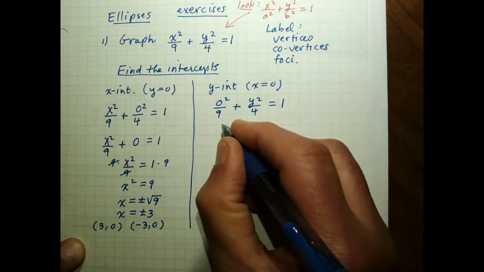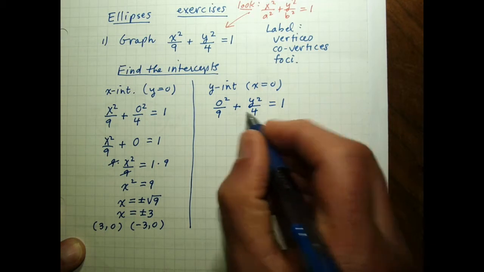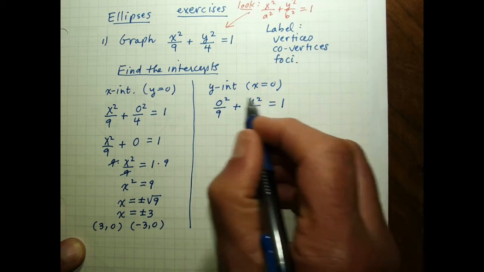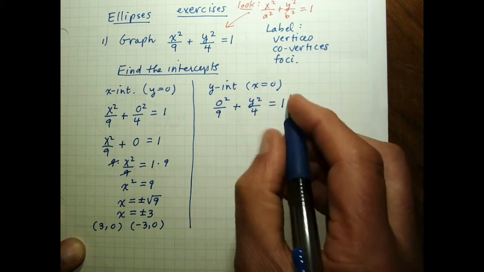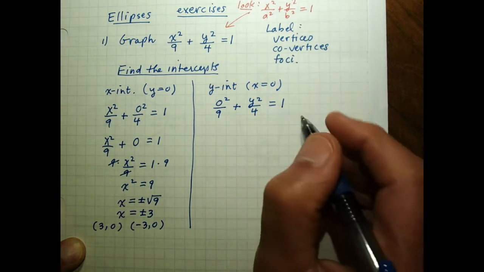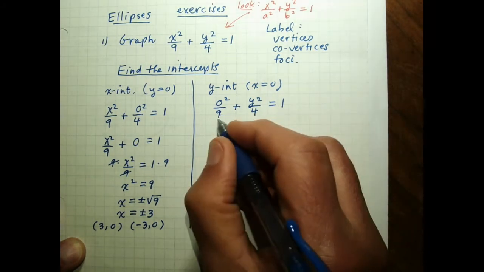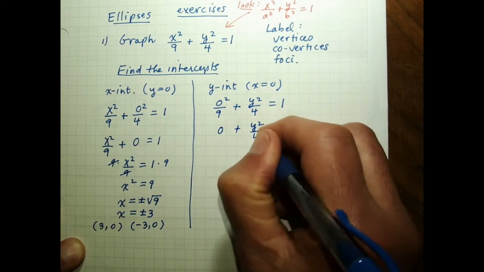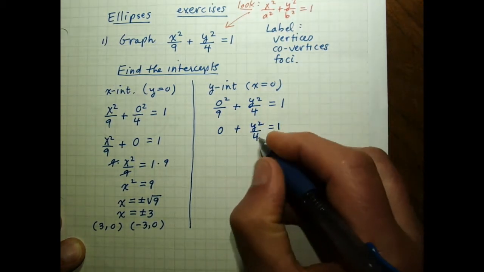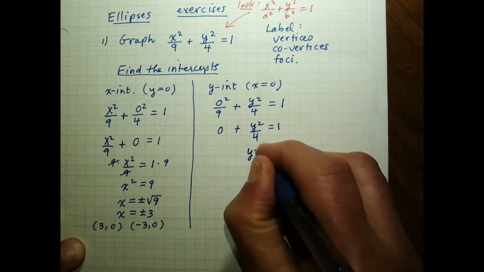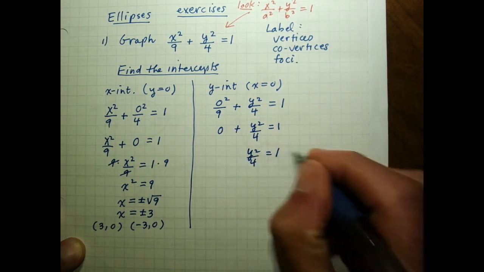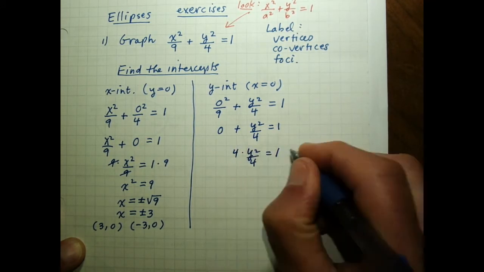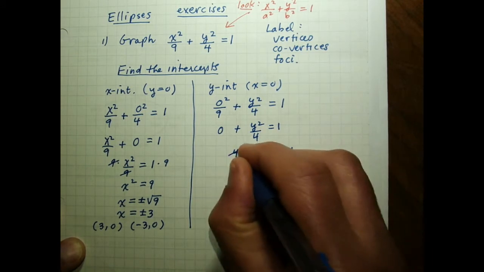And once you go through this a couple times, you're going to see that this standard form is really set up to make it not be too difficult to find the intercepts. So 0 squared over 9 is 0, plus y squared over 4 equals 1. And so I just have y squared over 4 equals 1. I'm going to multiply both sides by 4 to cancel the 4 there.